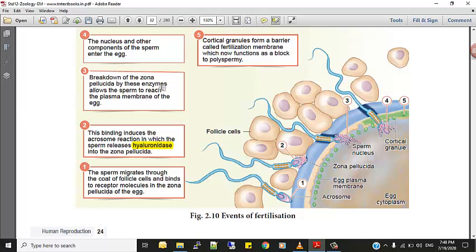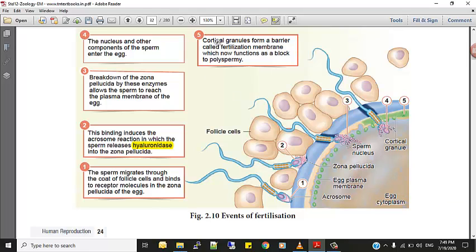Breakdown of the zona pellucida by these enzymes allows the sperm to reach the plasma membrane of the egg cell. Now this is the plasma membrane, and this blue colored one is the zona pellucida. Even the plasma membrane is also ruptured. And the fourth one, you can see that the nucleus and other components of the sperm enter the egg. After rupturing, only the nucleus will enter the cytoplasm, and the rest of the things will not enter.